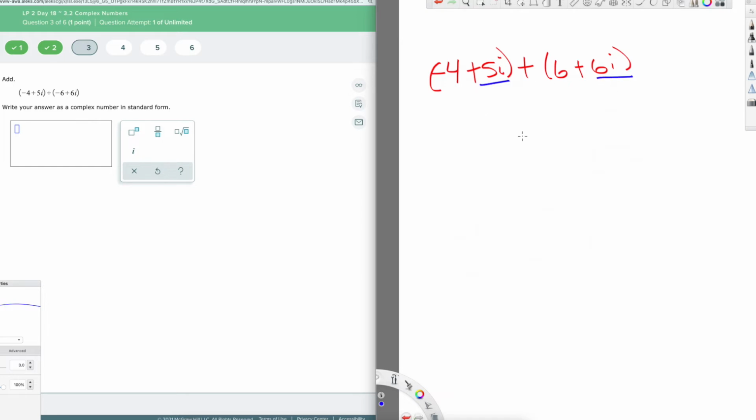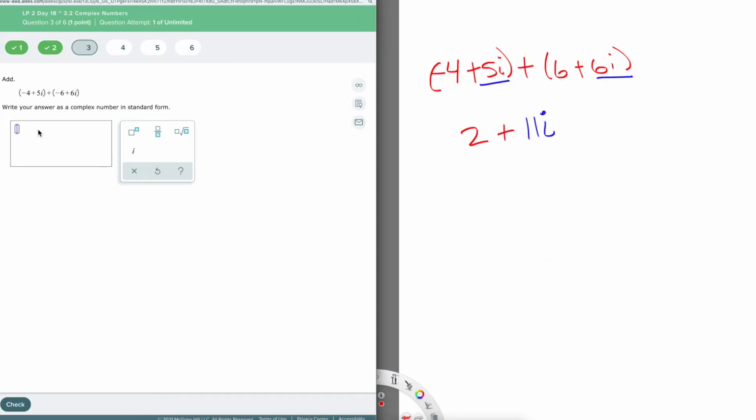So 5i and 6i, that's 11i. I'm just going to add them together. As with any other numbers, negative 4 plus 6, they're opposites, so I subtract, and the bigger number is 6, so it's positive. So there we go, I combined those together. We just add the like terms, just like we would with any other number. So it's 11i.